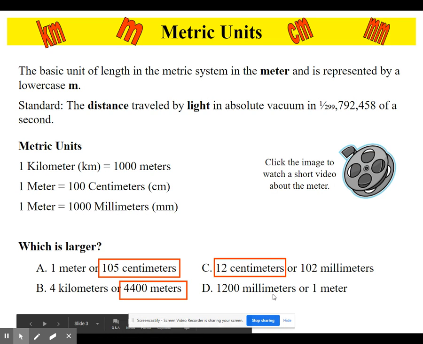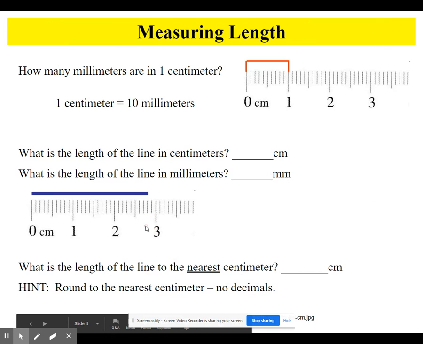And the last one, 1,200 millimeters or 1 meter. So my decimal point's here. I'm going to convert from millimeters to meters this time. Milli means 1,000th. There's 1,000 millimeters in a meter. My decimal point's here because it's a whole number. It's always to the right of the number when it's not written. And I'm going to move 3 places to the left. 1, 2, 3 places, and that gives you 1.2 meters. So 1,200 millimeters is 1.2 meters, which is greater than a meter. Okay?